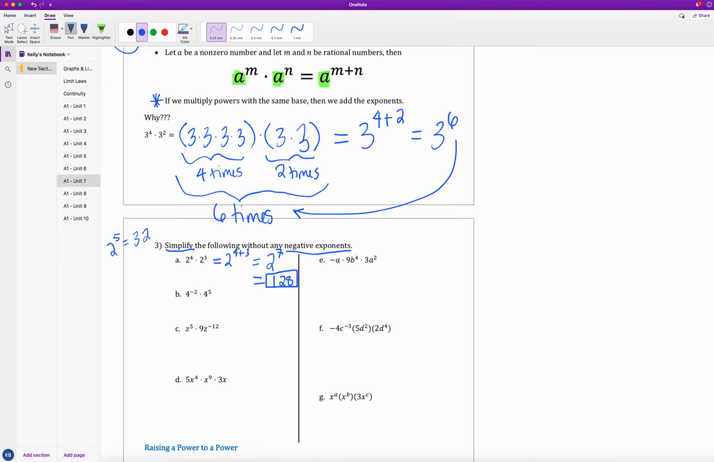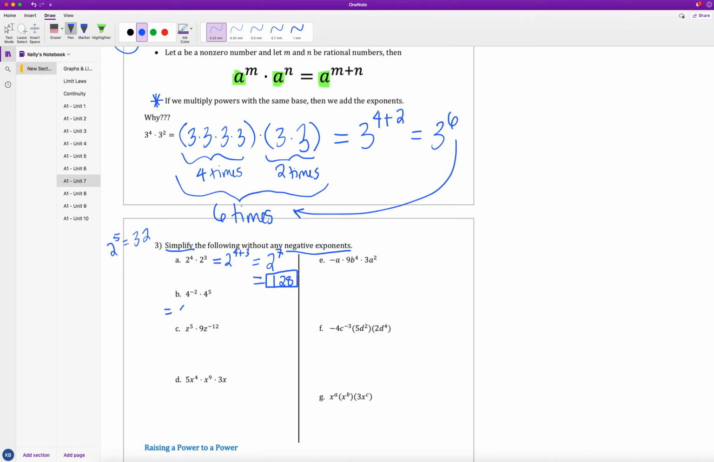Okay, let's look at example B. Why don't you guys pause the video and try B on your own first, and then we'll check it together. Okay, let's check example B. So we have 4 to the negative 2 times 4 to the 5th. So the first thing I have to think about is, are my bases the same? And they are. I have a 4 and a 4.